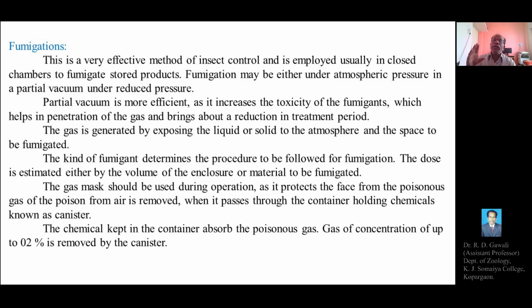Fumigation may be done either under atmospheric pressure or in a partial vacuum under reduced pressure. So partial vacuum is more efficient, as it increases the toxicity of the fumigants, which helps in penetration of the gas and brings about a reduction in the treatment period.